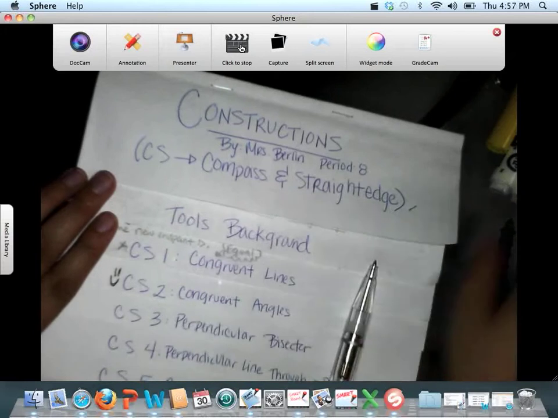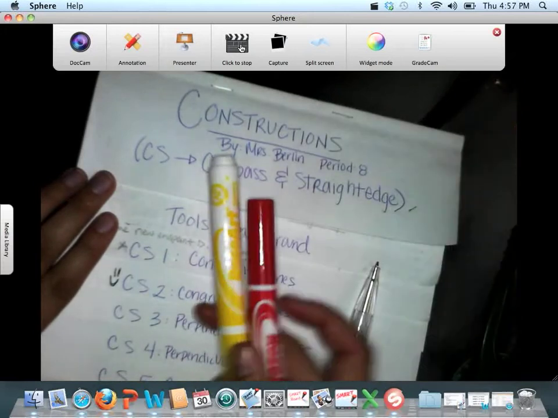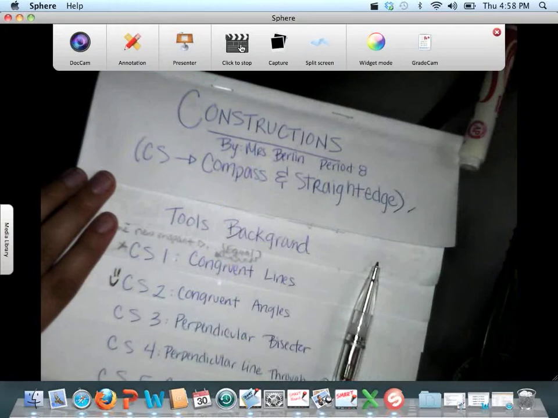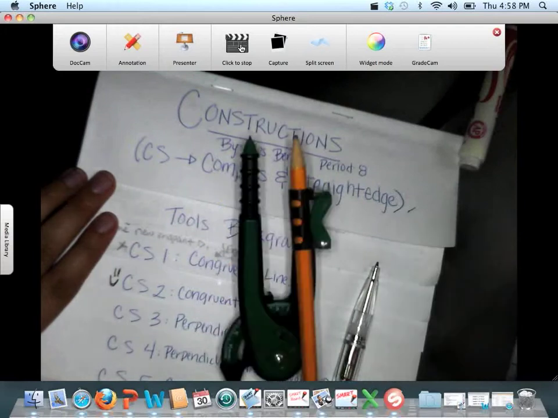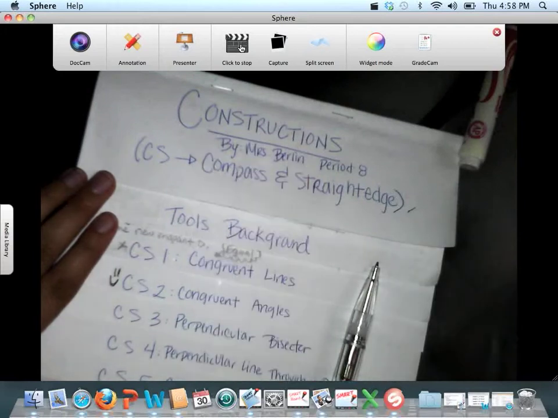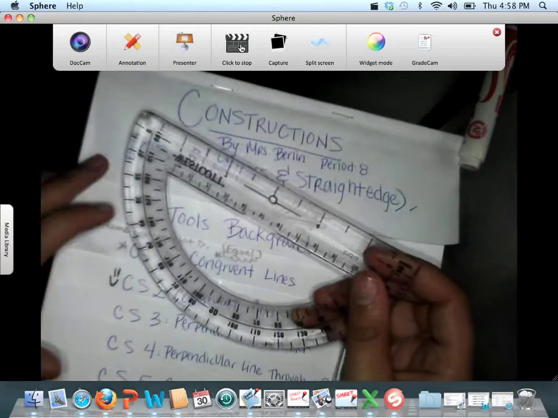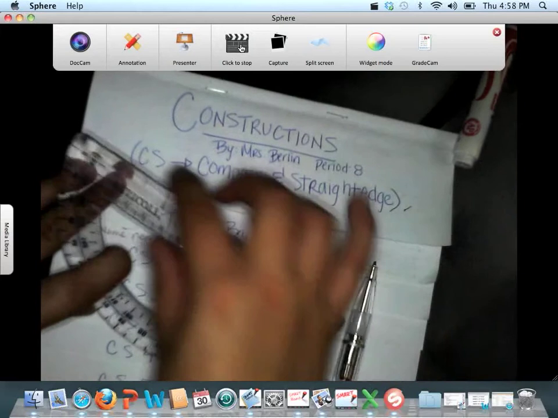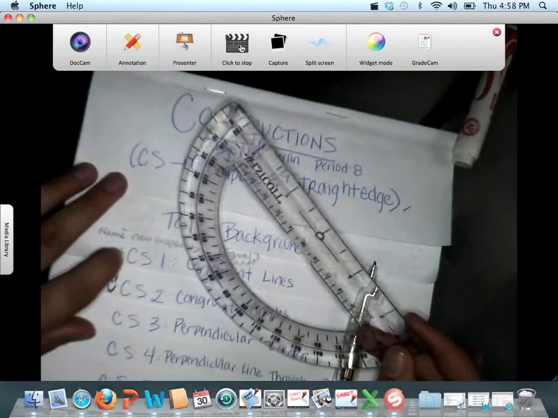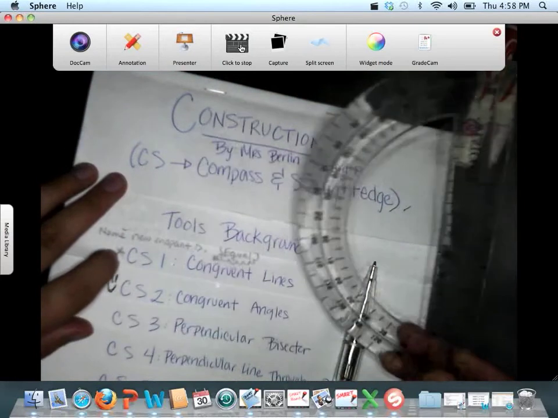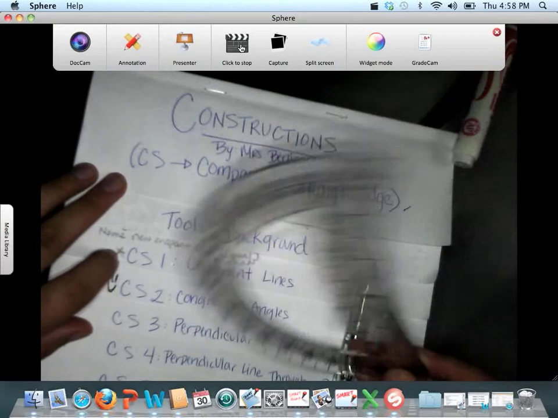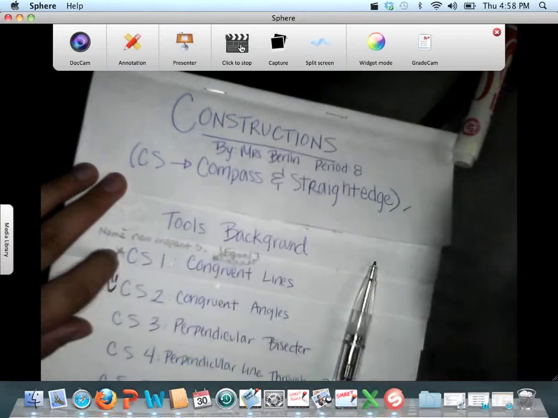It might help to have some colors, if you have them. You want to get your compass and definitely get a straight edge. If you don't have a protractor, that's okay. You just need something that has a straight edge, so it could be a ruler or a notebook or a piece of paper or something that will let you draw a straight line. Okay?